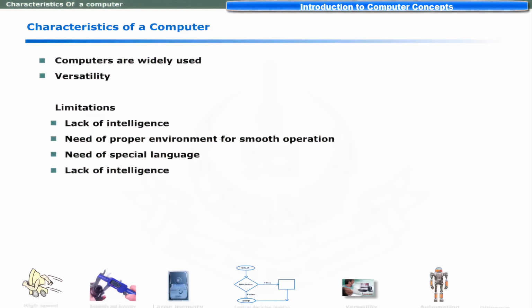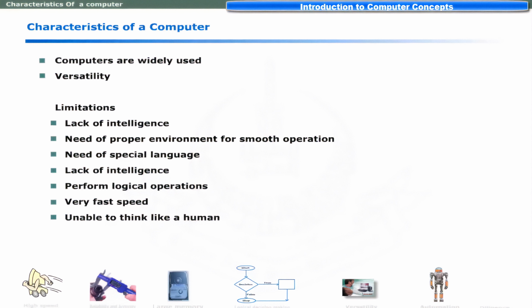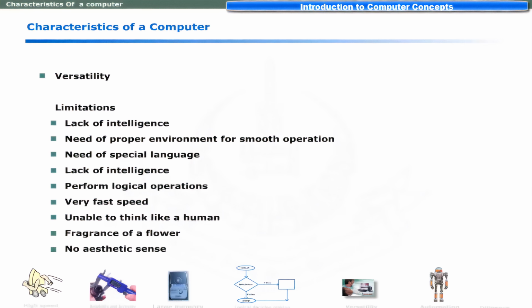Although a computer can perform logical operations at a very fast speed, it is unable to think like a human. Presently, computers cannot tell the fragrance of a flower or have any aesthetic sense.